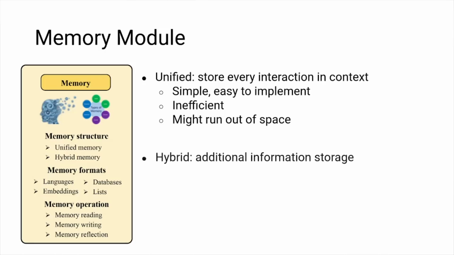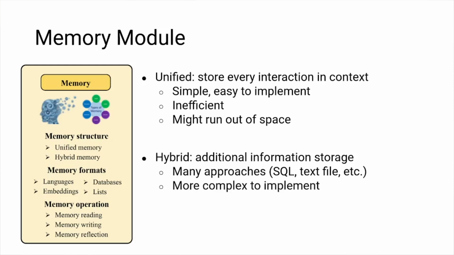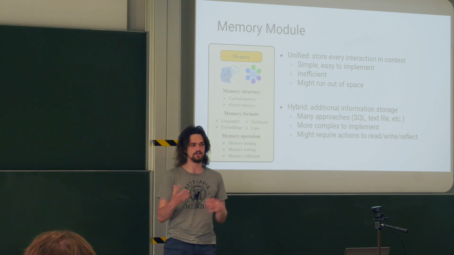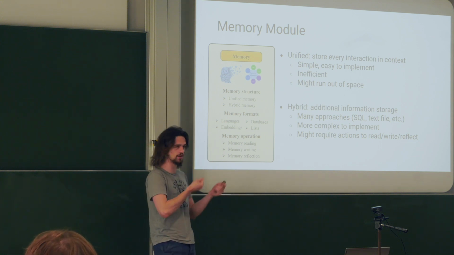Okay, so how do you alleviate this? Well, you could have a hybrid memory setup where, in addition to the context window, which you might still be storing some things in, you have an additional information storage. There are a bunch of different ways you can implement this. You could have a SQL database, you could have a text file. This is obviously more complicated to implement, and you might require actions to read and write to your memory or reflect on your memories. So if the agent had a SQL database to store memories in, it would have to write SQL queries in order to interact with this and make use of it.